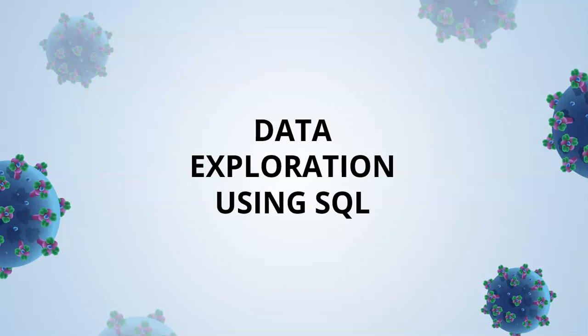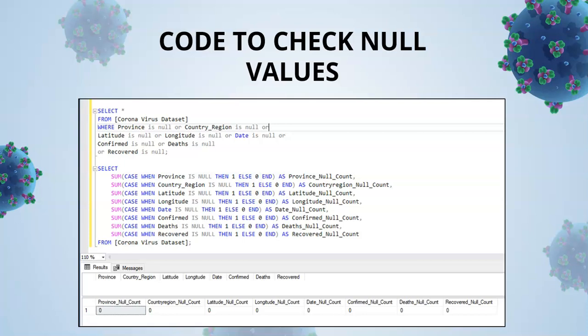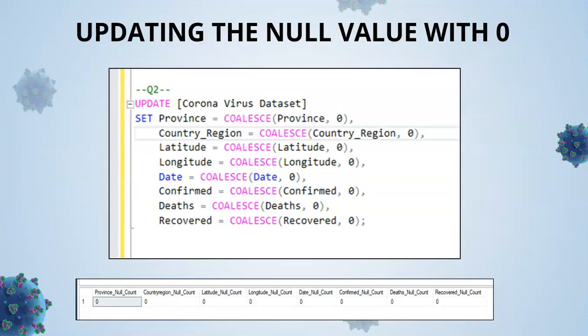SQL is used to explore and analyze the coronavirus data here, and SQL plays a vital role in deriving valuable insights from the dataset for better understanding of the virus spread. First of all, this first query is to check the null values. The first query represents a straightforward method of checking for null values, listing all the columns and checking each for null separately. And the second query employs conditional aggregation to count the number of null values in each specified column, resulting in a single value for each column specified here.